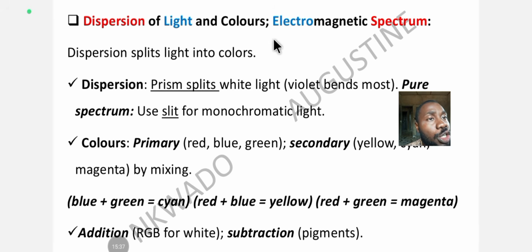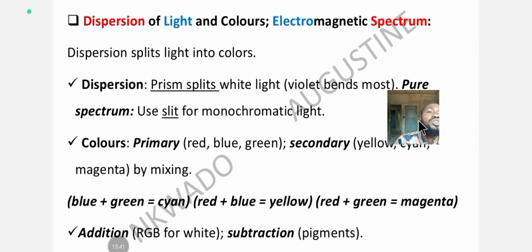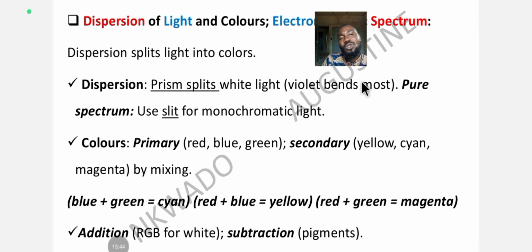Dispersion of light and colors. Electromagnetic spectrum. First of all, we have to understand the meaning of dispersion of light. Dispersion of light is to split light into its colors, to separate the components of light. Most of the time, it's white light that we are dispersing. You are separating white light into its components. White light has about 7 components, the rainbow. Those components are separated through dispersion, all right? That's how you separate them.